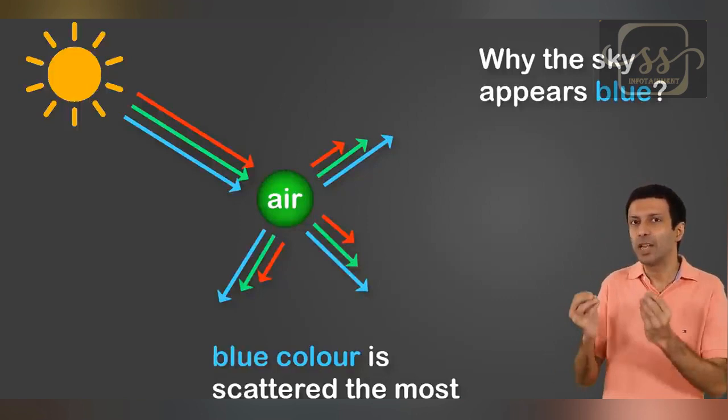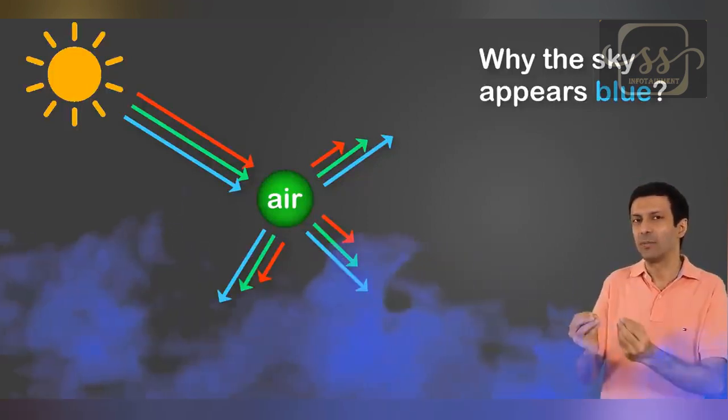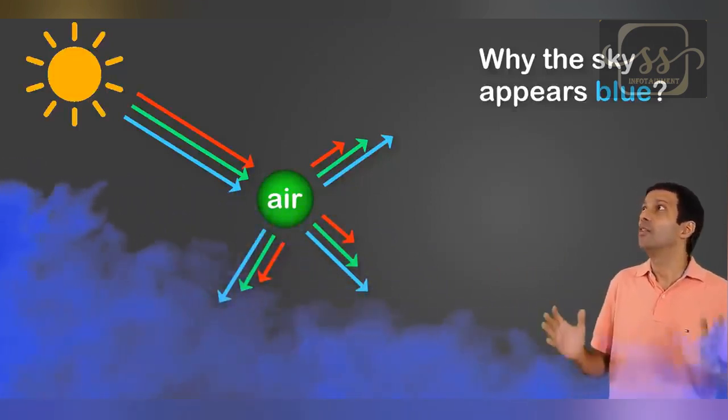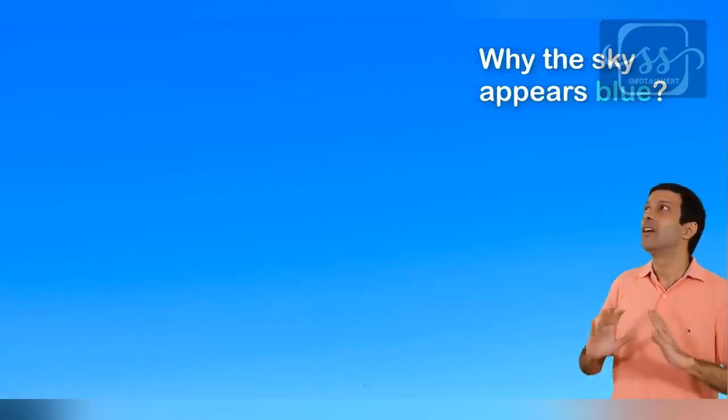It's like the air molecules are playing with the blue colored powder and scattering it all around. So whenever we look up at the sky, we see blue color. And that's why the sky appears blue to us.